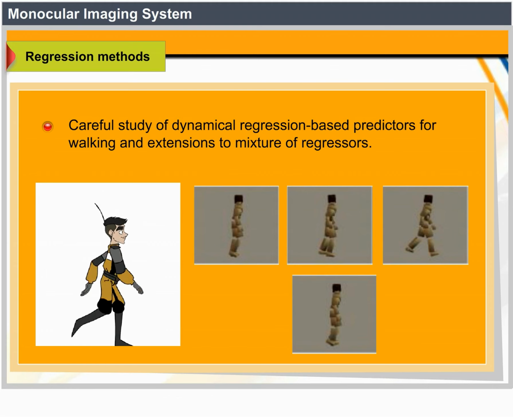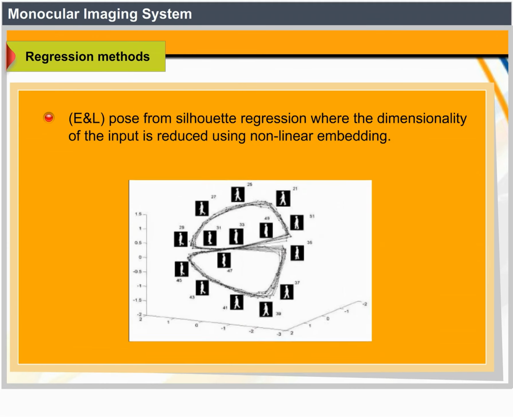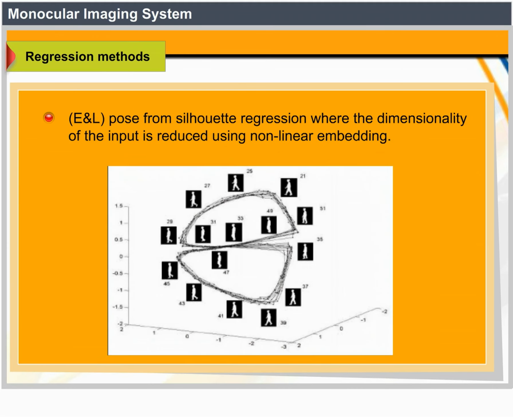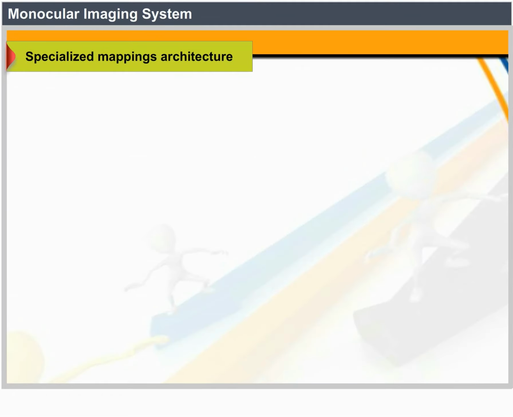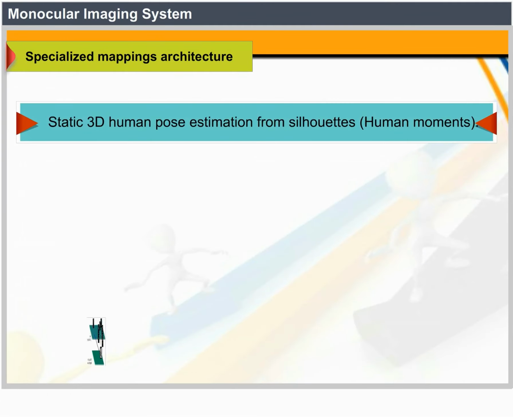Pose from silhouette regression, where the dimensionality of the input is reduced using nonlinear embedding. Latent input to joint angle output state space map based on RBF networks. Specialized mappings architecture. Static 3D human pose estimation from silhouettes. Human movements.